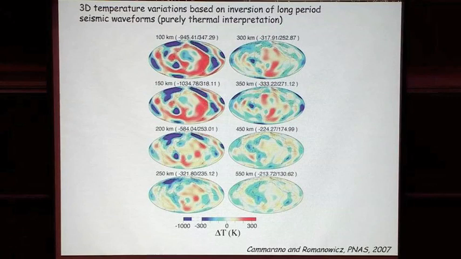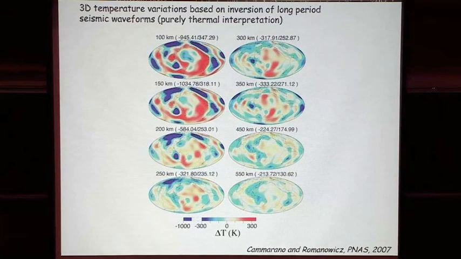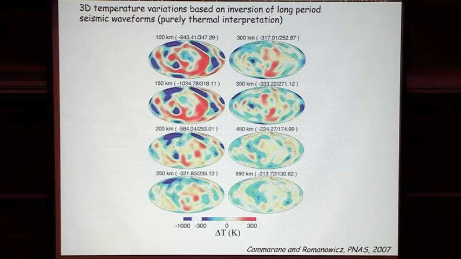But the most important thing is that you also have this effect of dispersion in the velocities due to attenuation, because the Earth is not completely elastic. So attenuation depends on temperature in a nonlinear fashion. And once you include attenuation, you get these nonlinear effects of temperature.